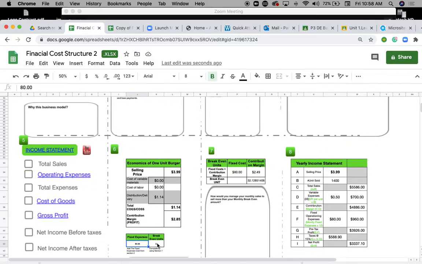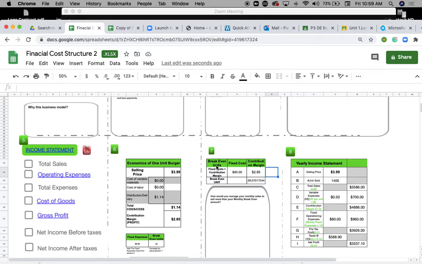Okay. Now to do the break-even, this is important. You have to go onto this side, and you type in the fixed cost, which is 80, and how much is the contribution margin? $2.85. So I'm going to type in $2.85. Notice the break-even unit. I have to sell 28 burgers to break even.